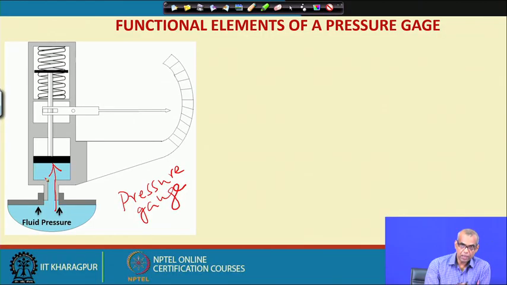Pressure acts over a surface, so a force will be developed. That force is transmitted through this piston rod to this spring. So, there will be deflection of the spring, and then that deflection will be read by this pointer's movement over this scale.